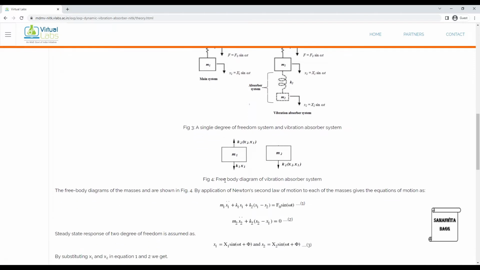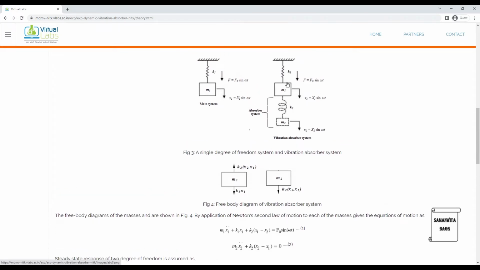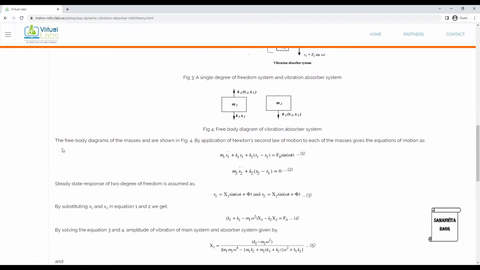So this is the free body diagram of the vibration absorber system. You can see here M1. This is under the effect of K1 and K2 both. And M2 is only going to be acted upon by K2. This is under the effect of K2. M1 is under the effect of K1 and K2 both. The free body diagrams of the masses are shown in figure 4.